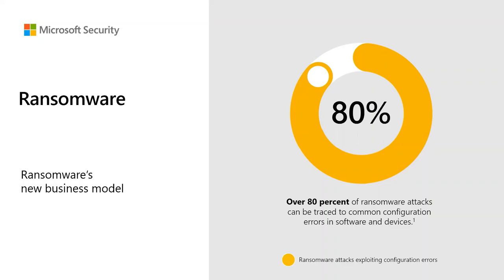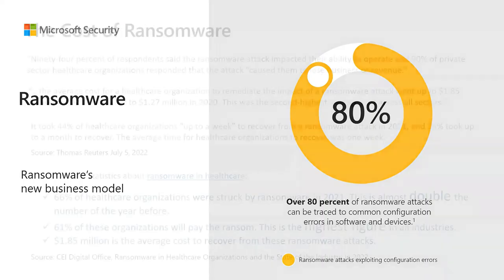Okay, let's talk a little bit about ransomware, because this has to do with how you're going to be able to protect data. A little statistic on the bottom there: 80% of ransomware attacks can be traced to common configuration errors in software, that's where you come in, and devices. So, ransomware, a huge, huge problem. What does huge mean?